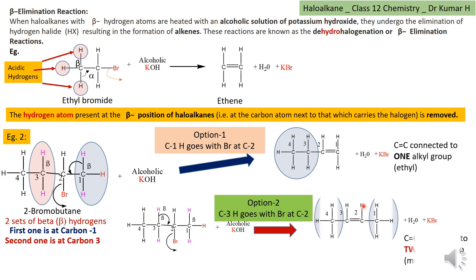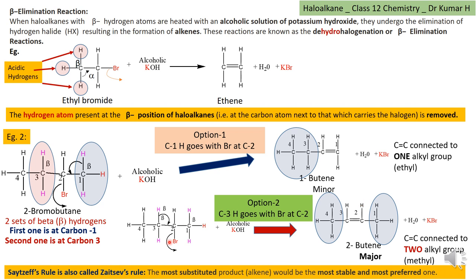Let us see that. To explain this, we use the rule proposed by the gentleman called Saytzeff. What does Saytzeff say? Now here, this C=C double bond is connected to only one alkyl group. The second carbon is connected to an ethyl group. Whereas in the second example, for the C=C double bond, on the third carbon there is one alkyl group, and on the second there is one alkyl group.